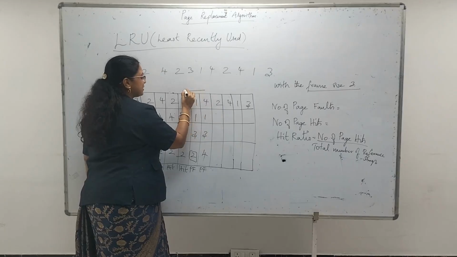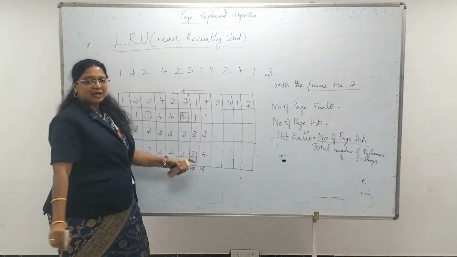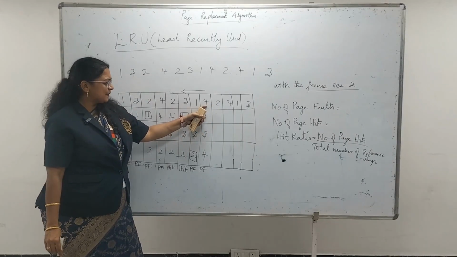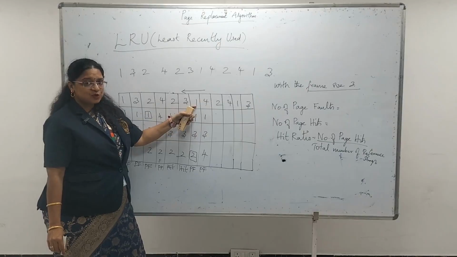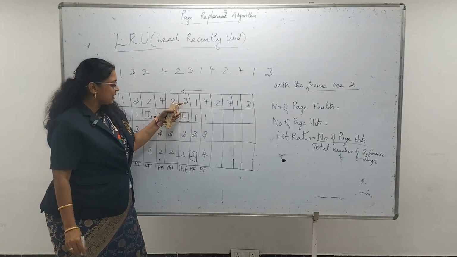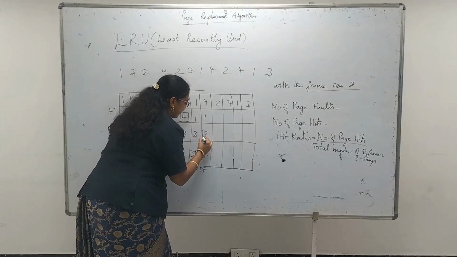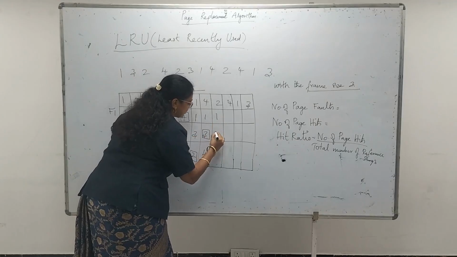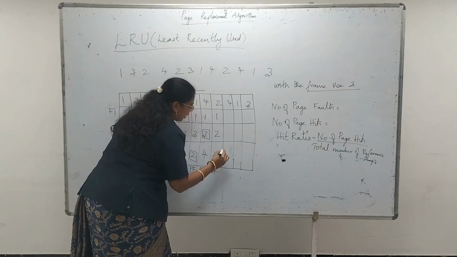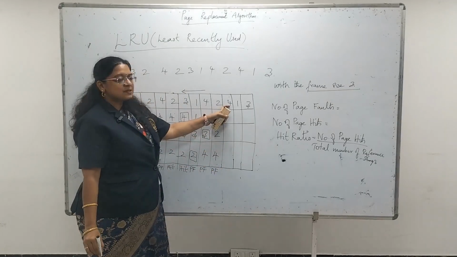Again you check the left-hand side elements, before the 2. That is, 4 is most recently used, 1 is second most recently used, and 3 is least recently used. That is 3. So you are going to replace 3 with 2. 1, 2, 4. This is your page fault. Then you are going to reinsert 4.